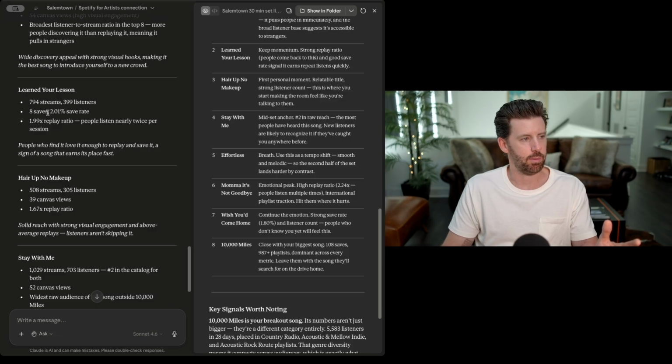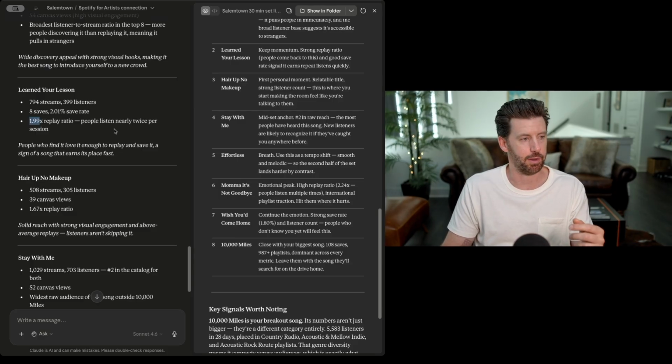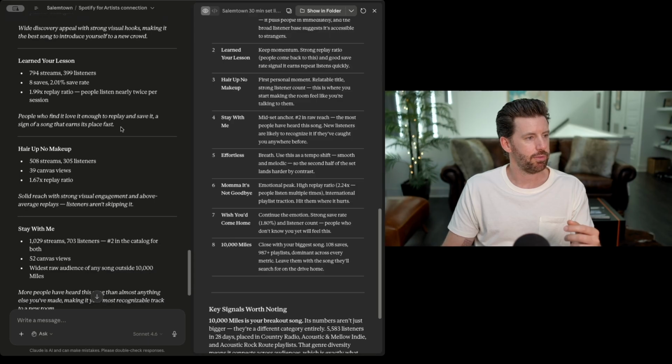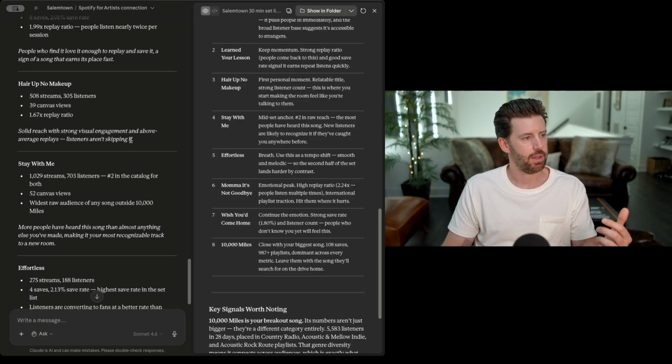That would make sense with this math, 2.01 save rate. So people that listen to it are typically listening to it twice. Here it would make sense with this math, 1.99 times replay ratio. People listen to it nearly twice per session. I didn't read that before I said what I just said, but there you go. People who find it love it enough to replay it and save it, a sign of a song that earns its place fast. Okay, so it's just going to go through each one of these.